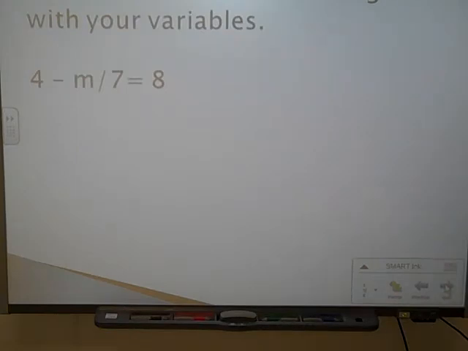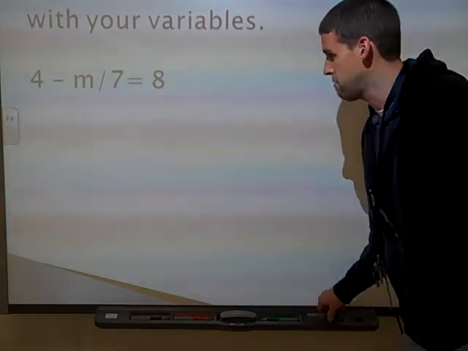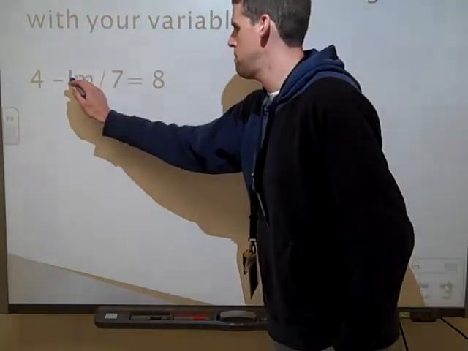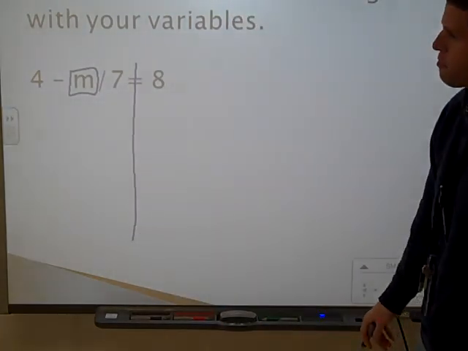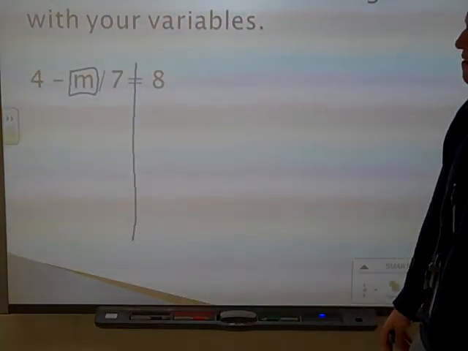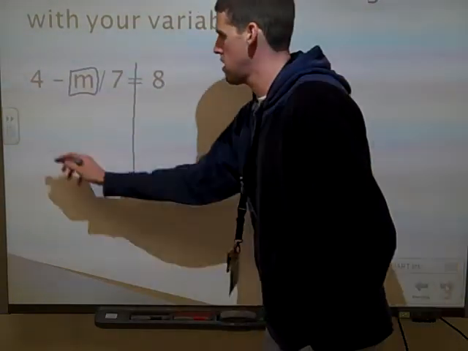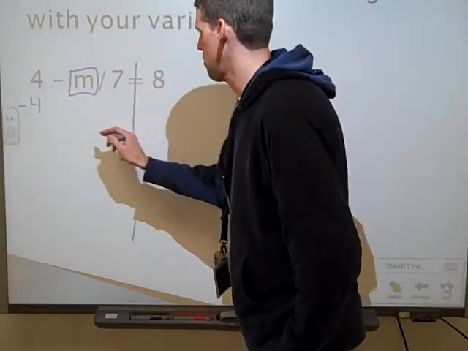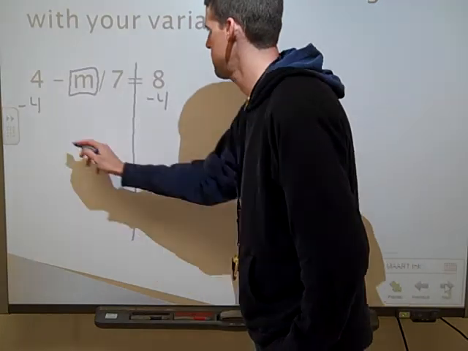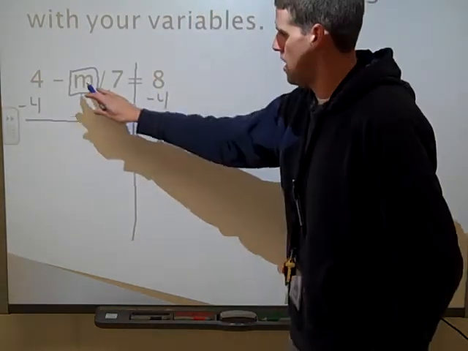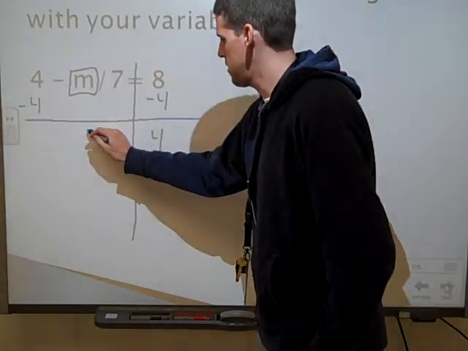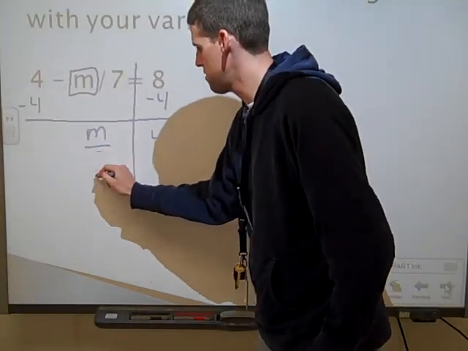The second mistake we do see lots of times is be careful of negatives with your variables. This one gets a little bit trickier. So again, I'm going to follow my steps. M is my variable. Draw a line down it. So I have 4 minus m divided by 7. So I'm going to go ahead and get rid of my 4 by doing a minus 4 to both sides. And 8 minus 4 is 4. And then I'm going to rewrite my m divided by 7.